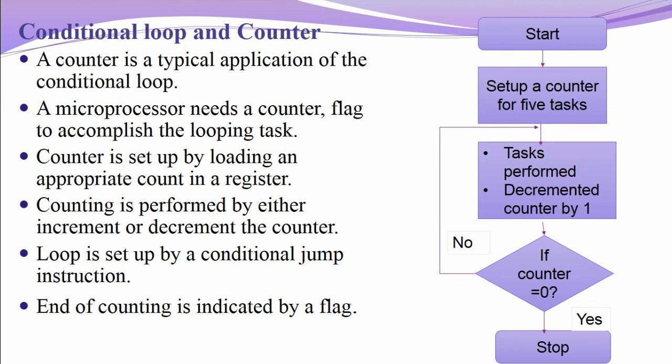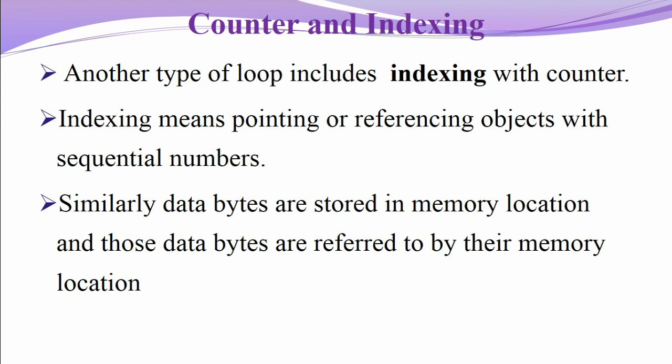Next topic is conditional loop, counter and indexing. Another type of loop includes indexing along with a counter. Indexing means pointing or referencing objects with sequential numbers. For example, in a library, books are arranged according to numbers and they are referred to or sorted by numbers. This is called indexing. Similarly, data bytes are stored in memory locations and those data bytes are referred by their memory location.